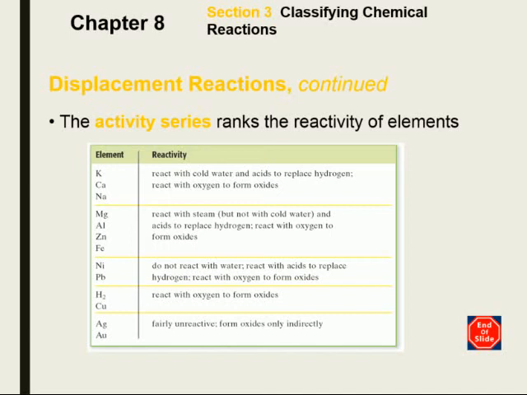And it exists for the entire periodic table, not just the metals, which is what we see most commonly, just to try to get the idea across. Even though here we only have metals listed, there is an activity series that extends all the way to the halogens.